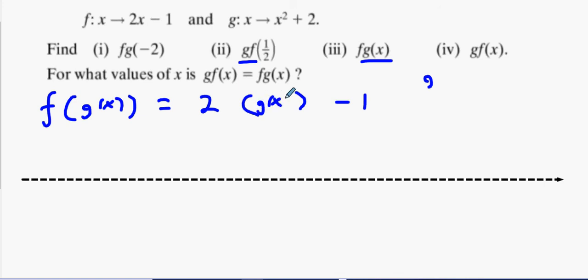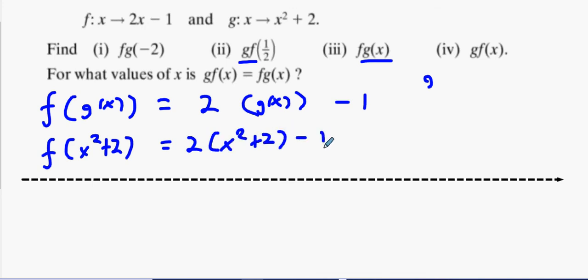Okay? And instead of writing g of x, why don't you just put in what g of x is? And g of x is actually x squared plus 2. So it's 2 times x squared plus 2, take away 1. And that will make it 2x squared plus 4, take away 1. Which makes the answer 2x squared plus 3. Is that right thus far? Very easy stuff.